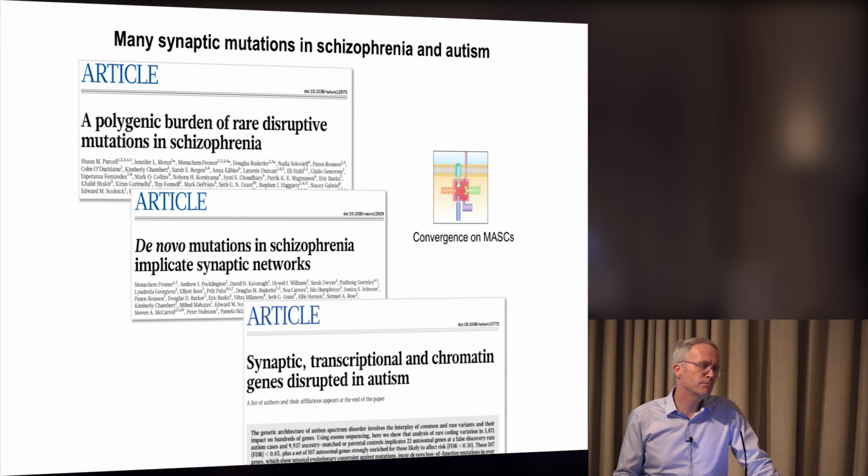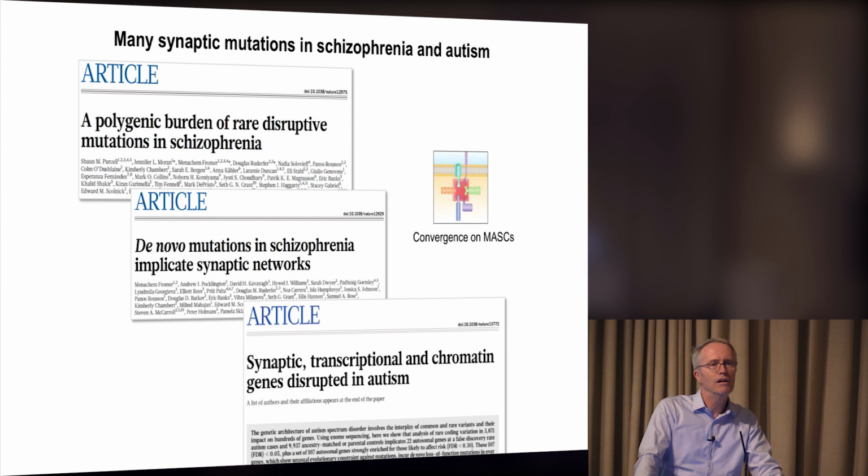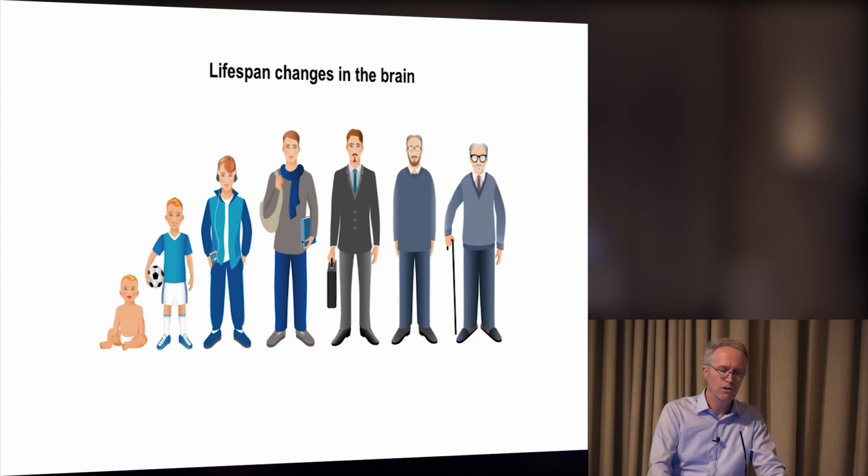puzzle. And here's the puzzle. Schizophrenia is the archetypal adult onset disorder. So why, if you have mutations, do you have to wait 25 years for it to come on? I'd like to come back to that a little bit later, but I'd like to tell you about some insights that have come from, again, a basic science type of approach.